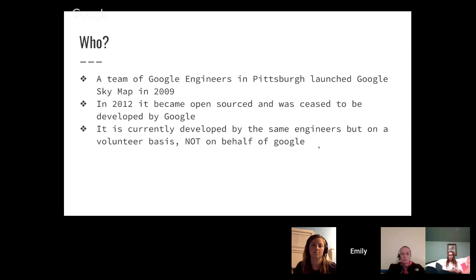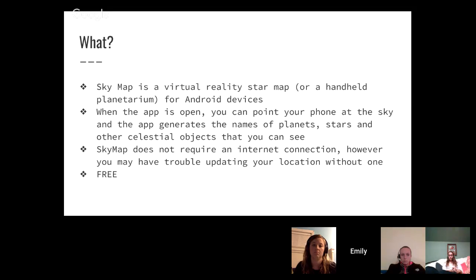So they no longer create it on behalf of Google. They just do it because they want to. So what is it? It's basically like a handheld planetarium. It is a virtual reality star map for Android devices. When the app is open, you can point your phone at the sky with the camera facing up, and the app generates the names of planets, stars, celestial objects, constellations, anything that you would be able to see in the sky with your phone.